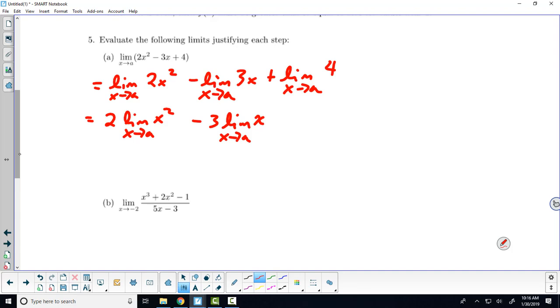And what could I do with this last limit? Zara says this last limit is 4. Do you agree? Yeah. Because what are we taking the limit of? We're taking the limit of a constant. The limit of a constant is just that constant value as per the graph we just reviewed on the previous page. Okay? So this expression right here simplifies to be just plus 4.